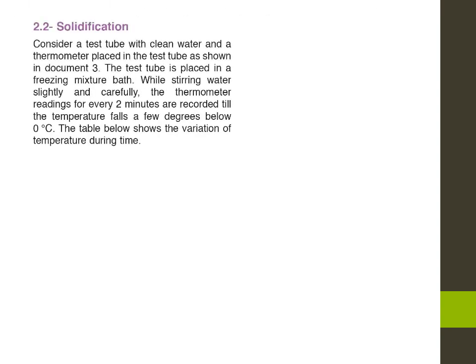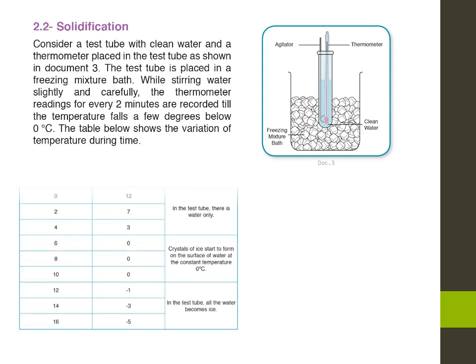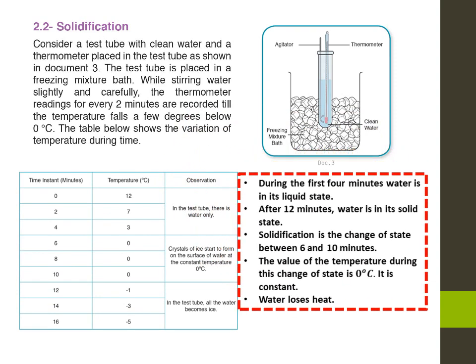Solidification. Consider a test tube with clean water and a thermometer placed in the test tube as shown in document 3. The test tube is placed in a freezing mixture bath. While stirring water slightly and carefully, the thermometer readings for every 2 minutes are recorded till the temperature falls a few degrees below 0 degrees Celsius. The table below shows the variation of temperature during time.